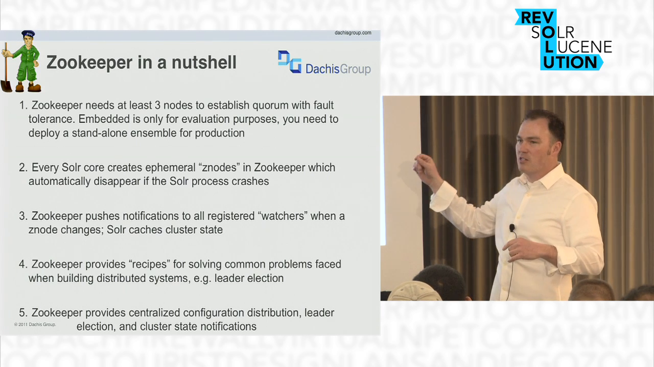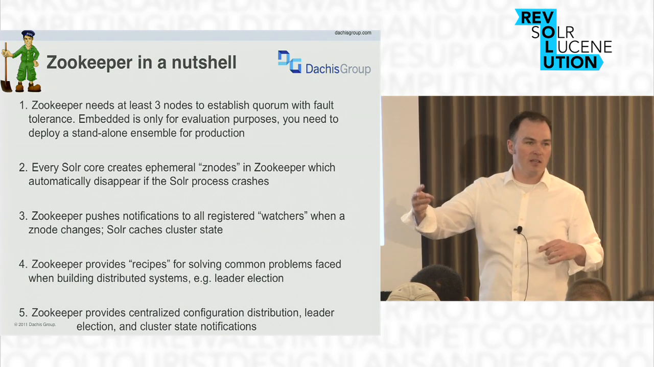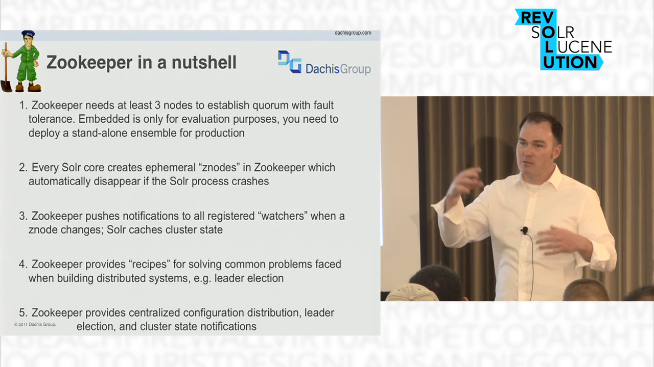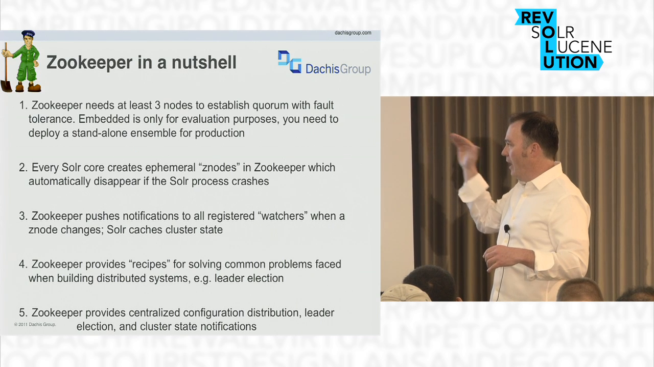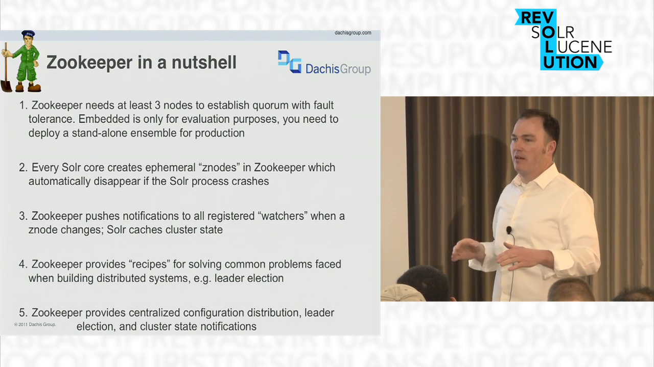But if you're going to do it in production, you have to have at least 3 nodes, because that's how Zookeeper works, or at least an odd number of nodes so it can establish quorum. And as quickly as possible, get off of the embedded Zookeeper.